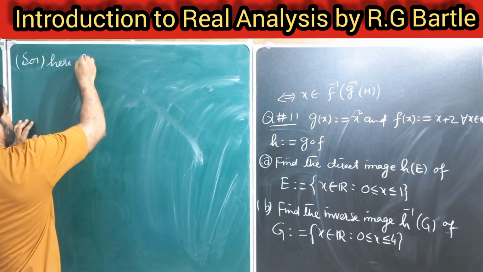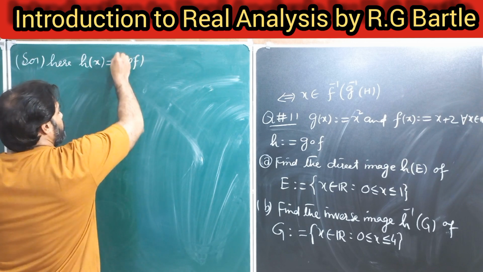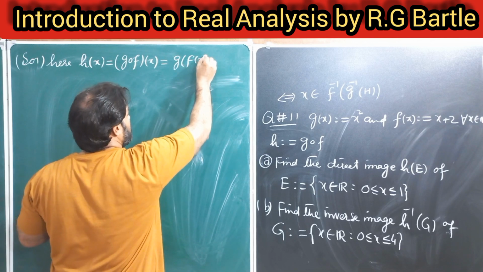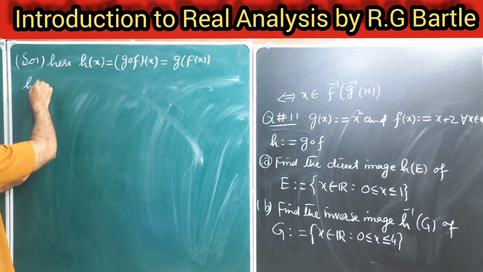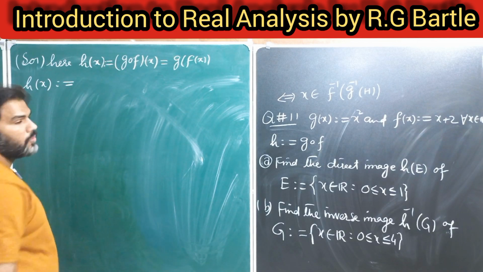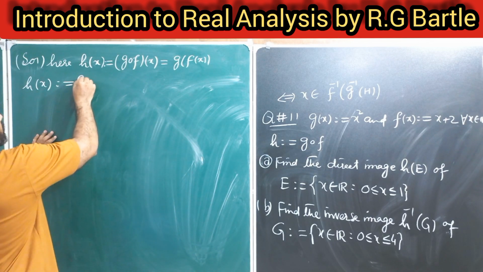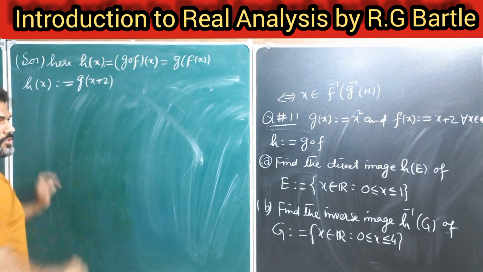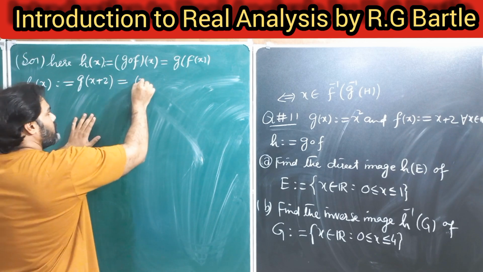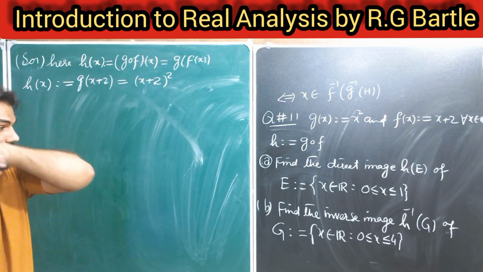Here h of x is equal to g circle f at x, which is equal to g of f of x. What is f of x here? f of x is x plus 2. So this will become g of x plus 2. Next, by using the definition of g, g is equal to x square. We can write it as simply (x plus 2) whole square. So this is my composite function h of x.